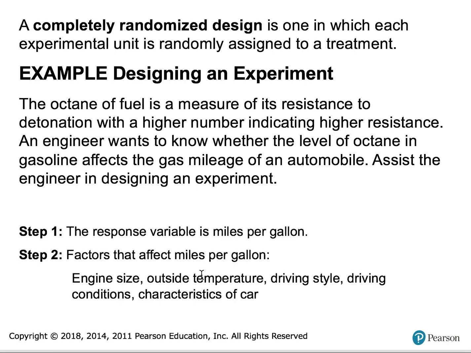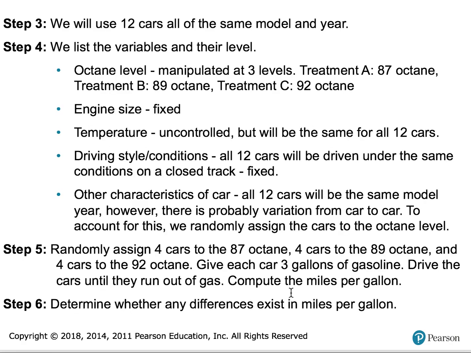Step 2 is determine the factors that affect the response variable. Okay, so they've listed factors that affect miles per gallon: engine size, outside temperature, driving style, driving conditions, characteristics of cars. Step 3 says determine the number of experimental units, and they just say they're going to use 12 cars, all of the same model and year. Remember, you use as many experimental units as time and money would allow. Apparently it allows them 12.